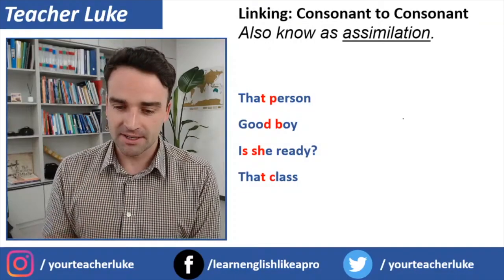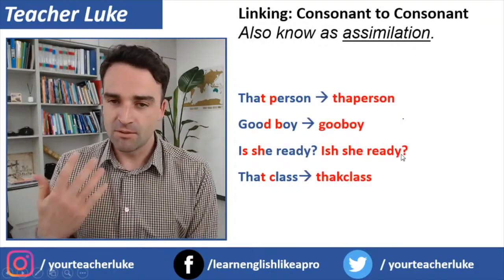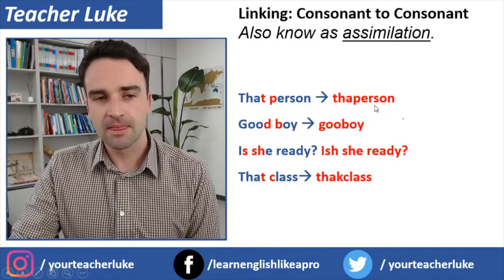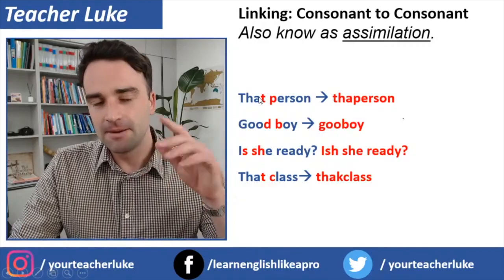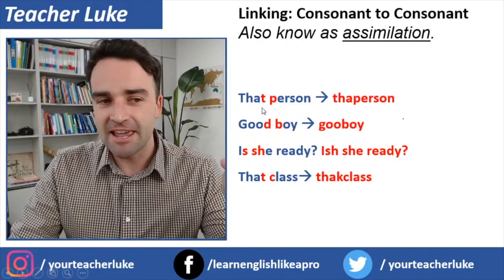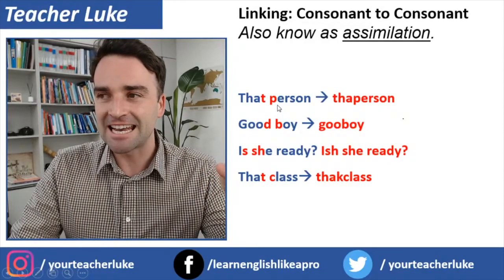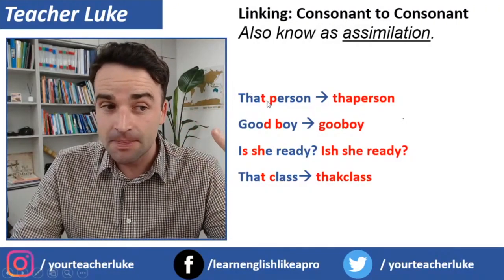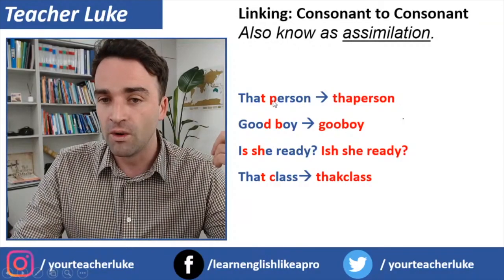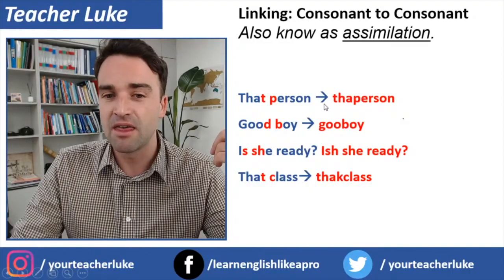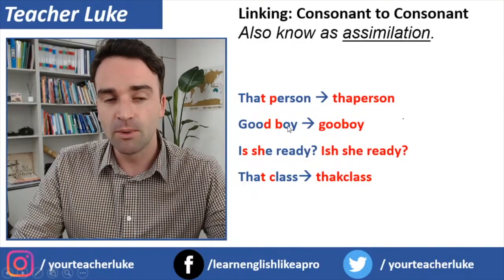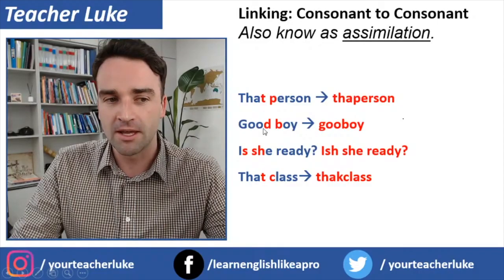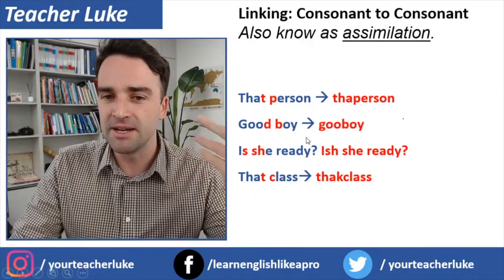So this is just a simple example of assimilation. That person becomes more like that person. The t sound is quite difficult to say if the next consonant is a p. That person is very tricky to say. So the t sound gets assimilated, that means it gets changed or adapted to the following consonant sound, so it becomes more like that person. Same for this one. Good boy is pretty hard, but to make it a bit easier for ourselves, we say good boy. It's almost like two B sounds.